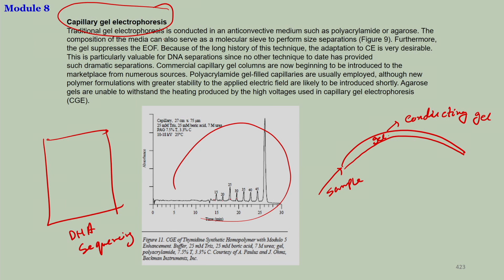So, traditional gel electrophoresis is conducted in an anti-convective medium such as polyacrylamide. Polyacrylamide is a kind of conducting material that is used for gel, or agarose. Agarose we have used for the gel electrophoresis here. The composition of the media can also serve as a molecular sieve to perform size separations. So, sometimes you can use that for size exclusion separation as well, because they will have different pore sizes and obviously the molecules will get into the pores.